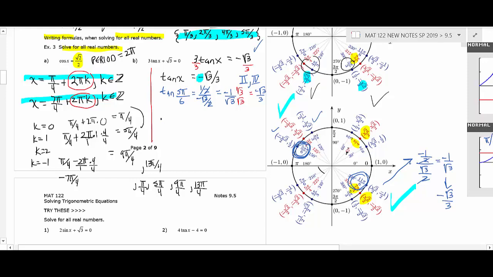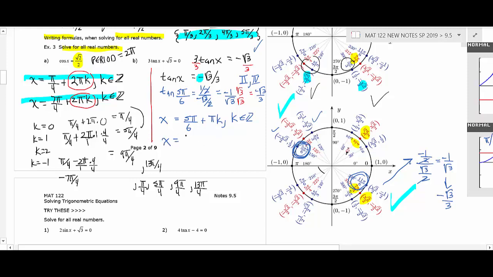Okay, when you write the answer, the first answer is 5 pi over 6. So you would say 5 pi over 6 plus the period. Now the period of a tangent is not 2 pi. Do you remember what it is? It's pi. So remember, the period of tangent and cotangent is pi, so you would say pi k, where k is an integer. Okay, that's how that would go. Now, I'm going to show you something on this. I'm going to go ahead and write the next solution.